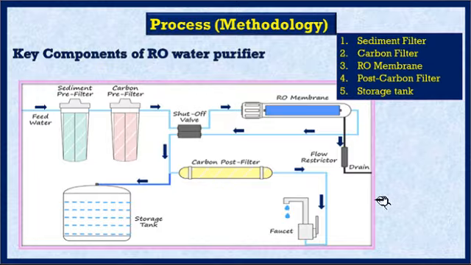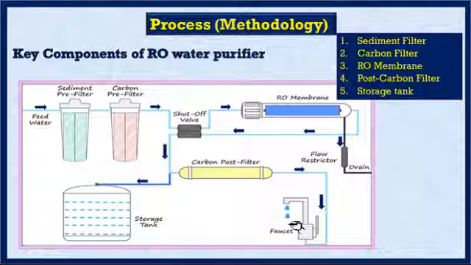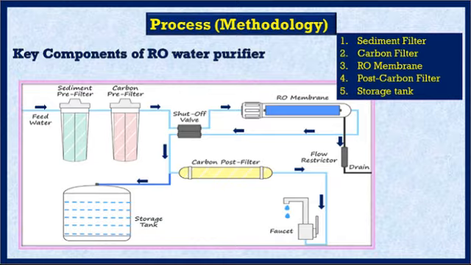Before the faucet, a post filter is also placed here, and this post carbon filter removes all the remaining impurities in the water before using it through the faucet. So this is the simplest process of the RO water purifier.